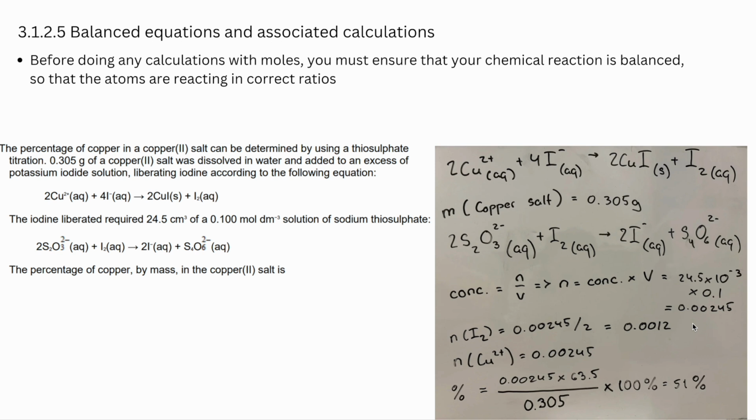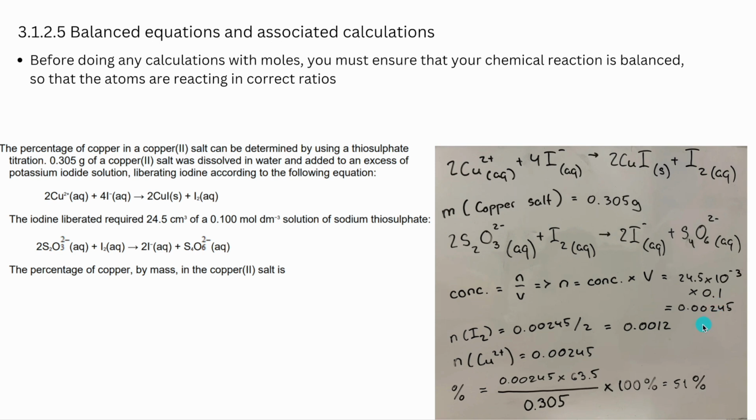We can find the number of moles of iodine if we look at the ratios. They are 2 to 1. So to calculate the number of moles of iodine, we divide the number of moles of thiosulfate by 2. So 0.00245 divided by 2, if you round the answer, you get 0.0012.